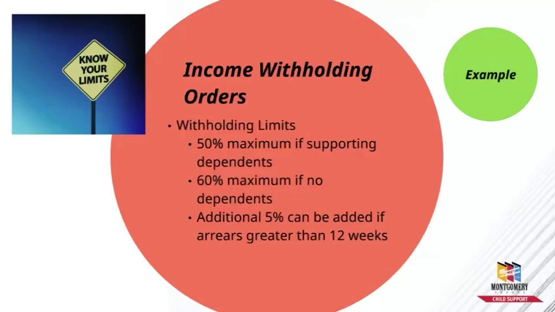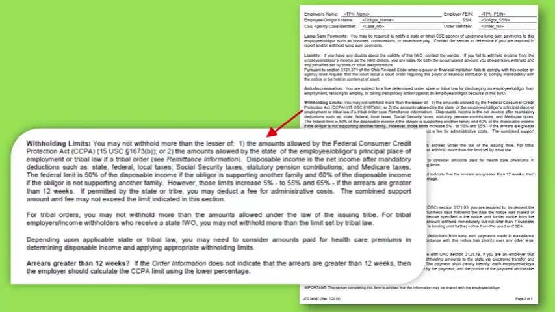If the arrears are greater than 12 weeks, you'll see a yes indicated on page 1 of the withholding order. You can see this information is detailed on page 3 of the withholding order.